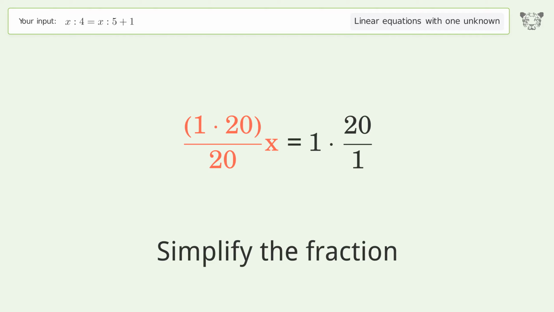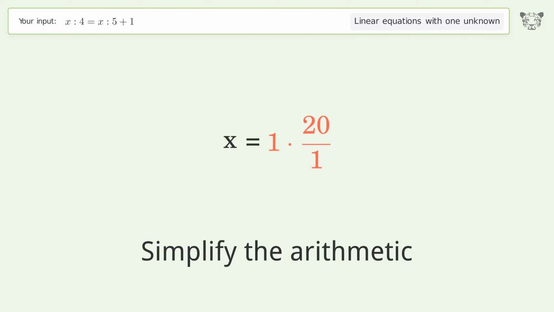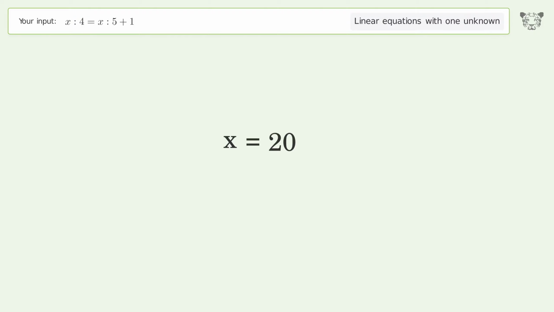Simplify the fraction. Simplify the arithmetic. And so the final result is x equals 20.